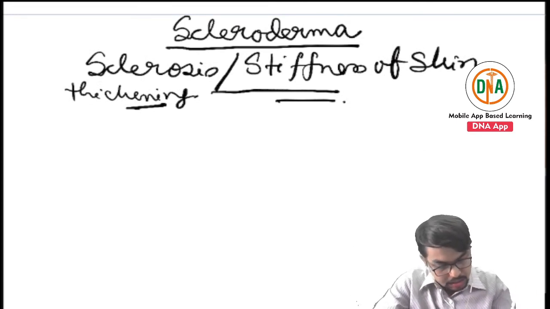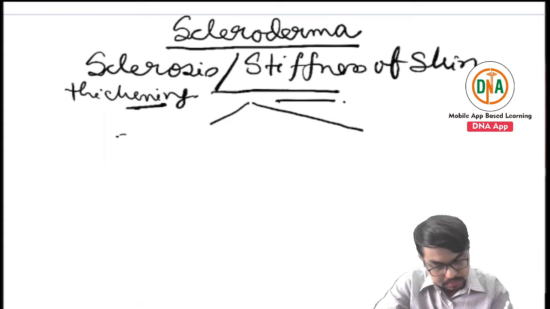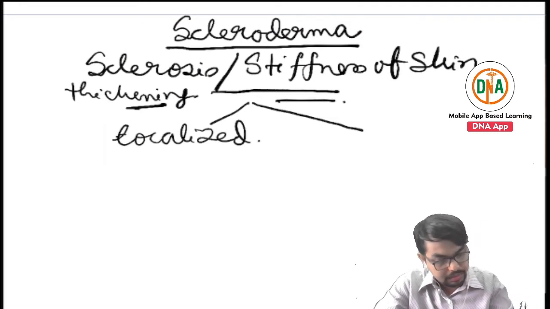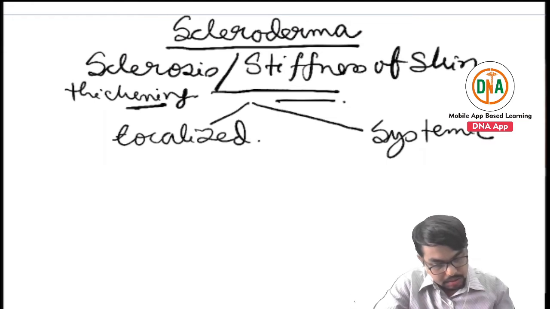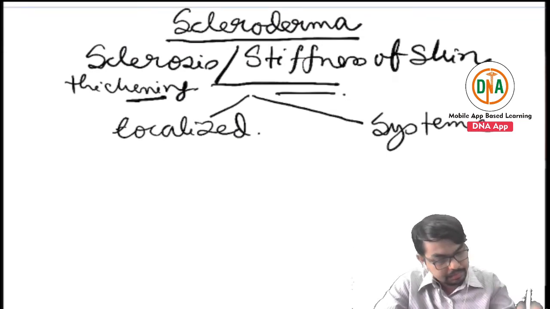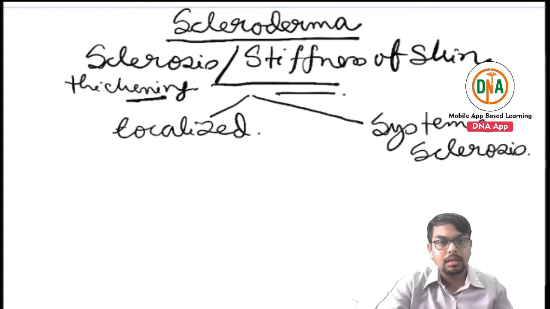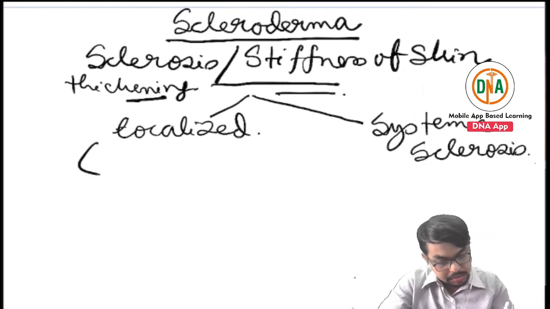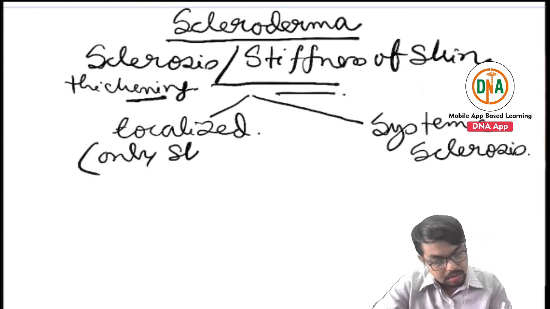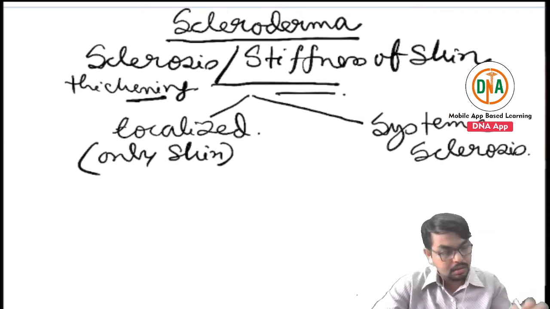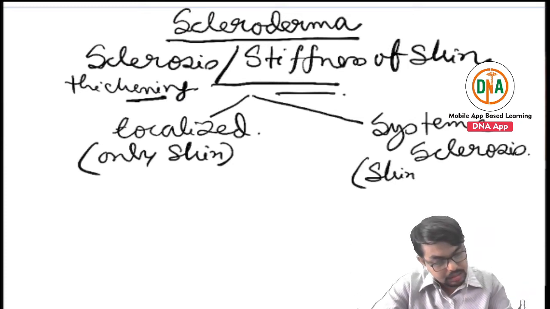There are two types grossly. One is localized scleroderma, another is systemic scleroderma, systemic sclerosis. The localized variety has only skin involvement; in systemic sclerosis you have skin plus other system involvement.